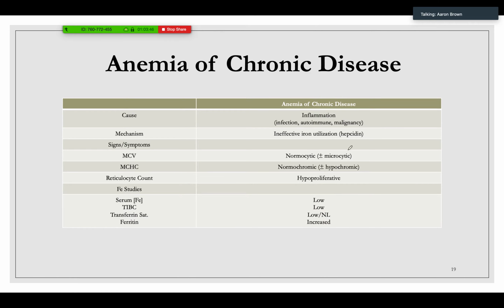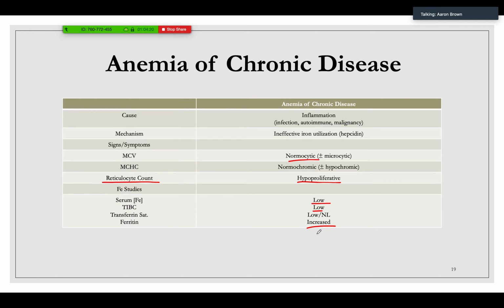Some of the levels we can look for, again, it's going to be caused by inflammation. The MCHC is going to be normocytic. We're going to see hypoproliferative, a low reticulocyte count, because we are hiding the iron away, so we cannot make baby red blood cells. Serum iron, low, it's being hidden away. Iron binding capacity, low, because any proteins that are there are already bound to iron. Transferrin saturation may be low to normal, and ferritin levels are going to be increased. It's going to be stored away.